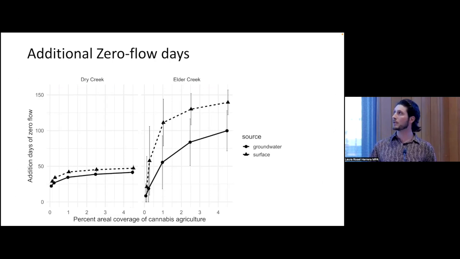We can look at other response variables like number of additional zero flow days, and those trends match the percent reduction in summer flow, with the caveat that Dry Creek goes dry every year. So you see this effect saturate rather quickly.